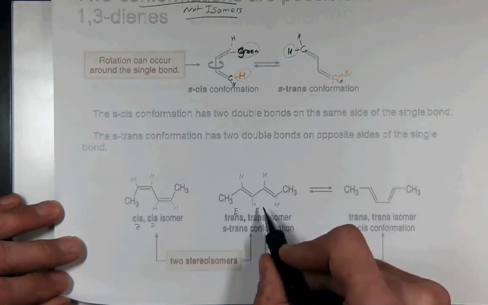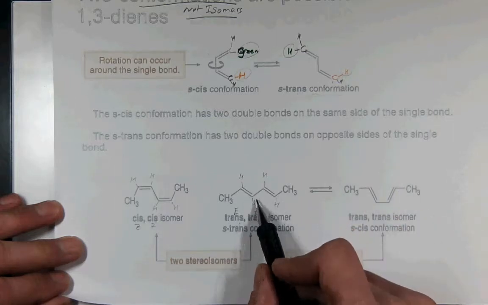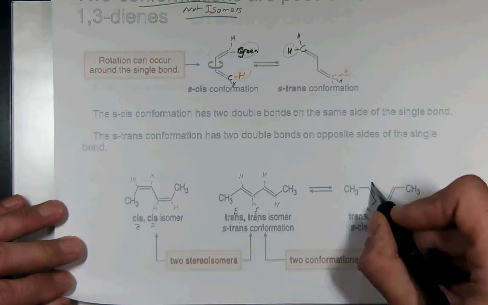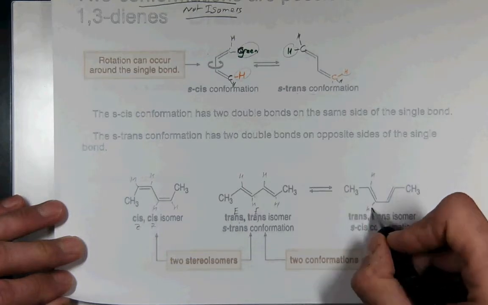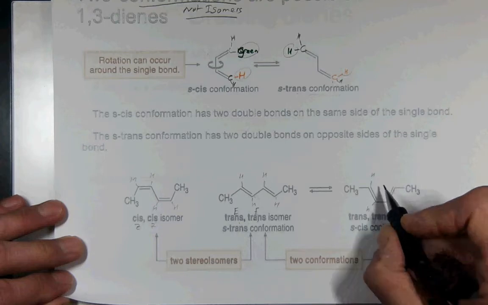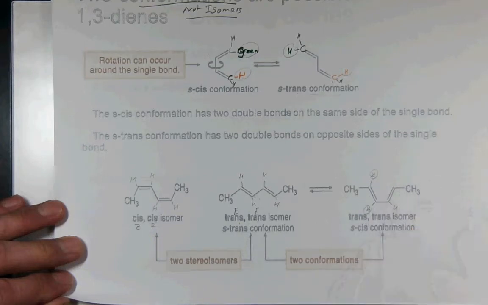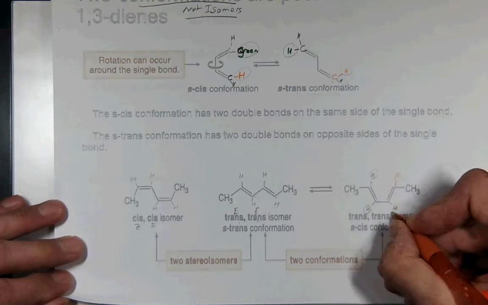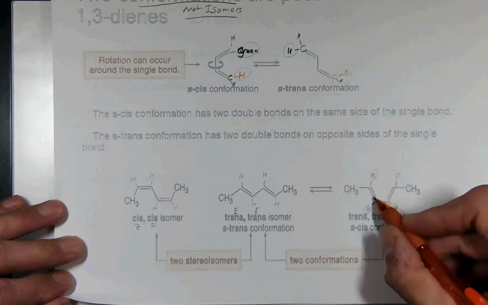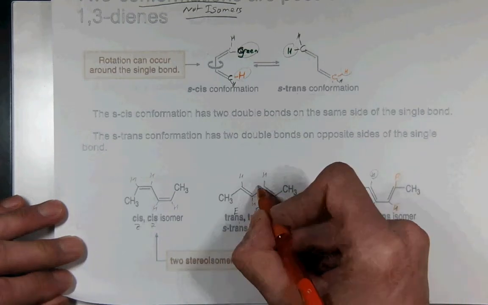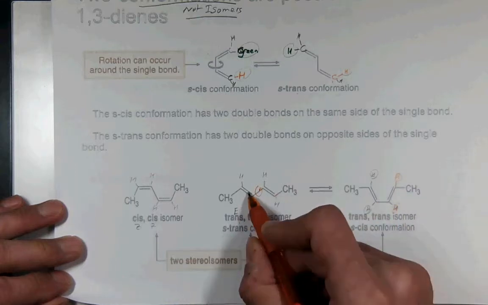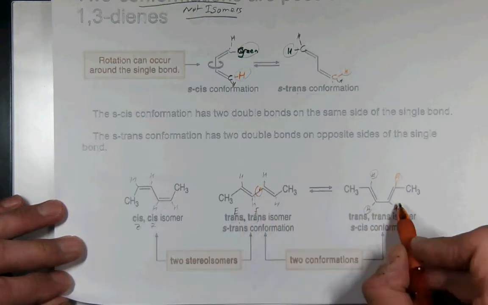So two different isomers. This isomer has two different conformations. Right? We could have the S-trans conformation or the S-cis. This is still a trans double bond. So these two are on opposite sides, and these two are on opposite sides. So this is a trans double bond, this is a trans double bond. We just rotated about this carbon-carbon single bond to get this, actually it would be this double bond moves up.